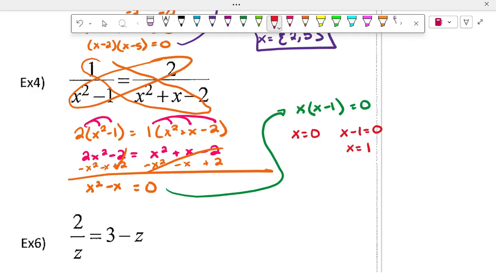Now, plug them back in and do a quick calculation. If I plug 0 in for x in the first denominator, 0 squared minus 1, that's negative 1, so we're fine. 0 in the second denominator, 0 plus 0 minus 2, that's negative 2, so we're fine. But 1 squared is 1, minus 1 is what? 0. So 1 is extraneous because 1 squared minus 1 is equal to 0. So because it gave me 0 in this first fraction, it's automatically extraneous.